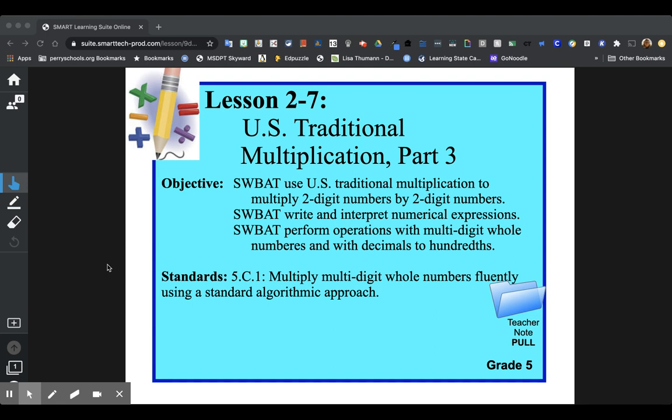Today, we're going to be able to use U.S. Traditional Multiplication to multiply two-digit numbers by two-digit numbers. We're going to be able to write and interpret numerical expressions, and we're also going to be able to perform operations with multi-digit whole numbers and decimals to the hundredths.